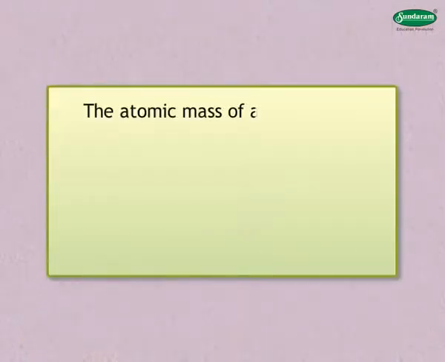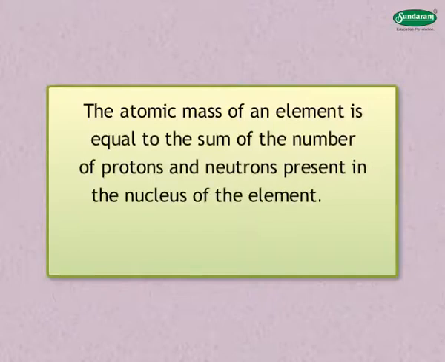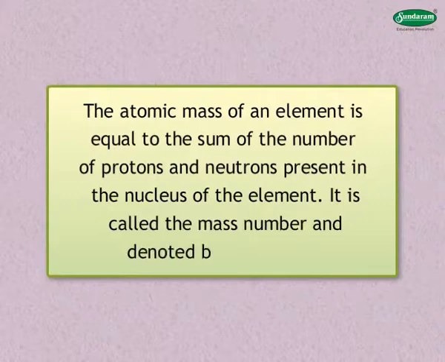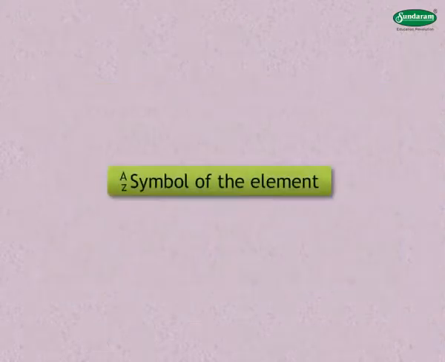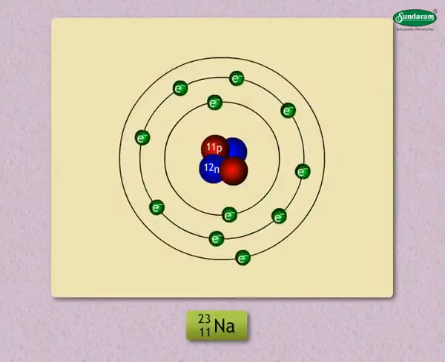The atomic mass of an element is equal to the sum of the number of protons and neutrons present in the nucleus of the element. It is called the mass number and denoted by the symbol A. The atomic number and mass number of an element can be represented symbolically as, for example, sodium, ²³₁₁Na.